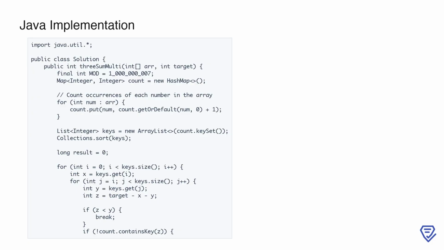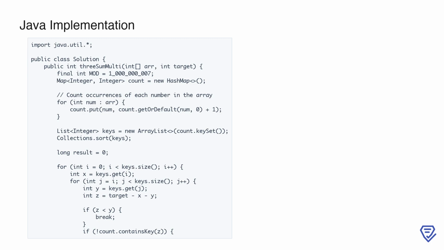Next, we create a hash map named count to store the frequency of each number in the array. By iterating through the array with a for-each loop, we populate this map, where the key is the number and the value is its count. We then extract all unique keys from the count map and sort them. This allows us to work efficiently with combinations of numbers. A variable result is initialized to store the final count of valid triplets.